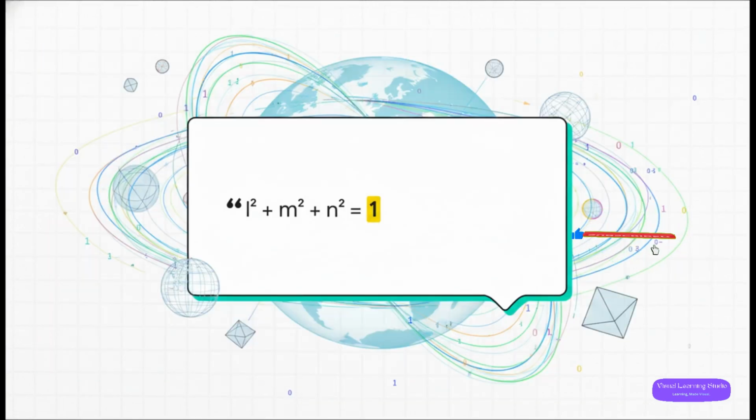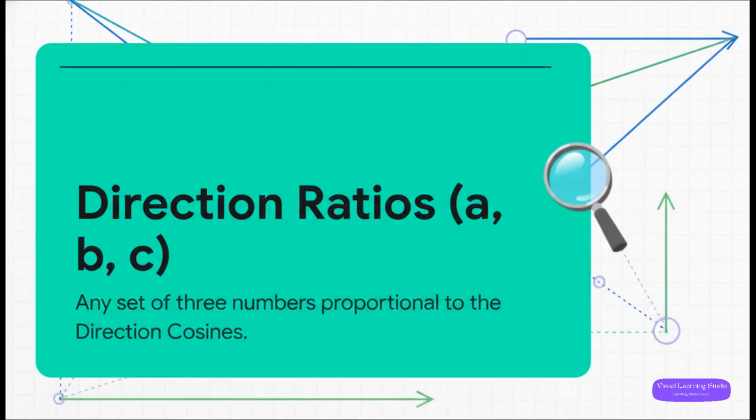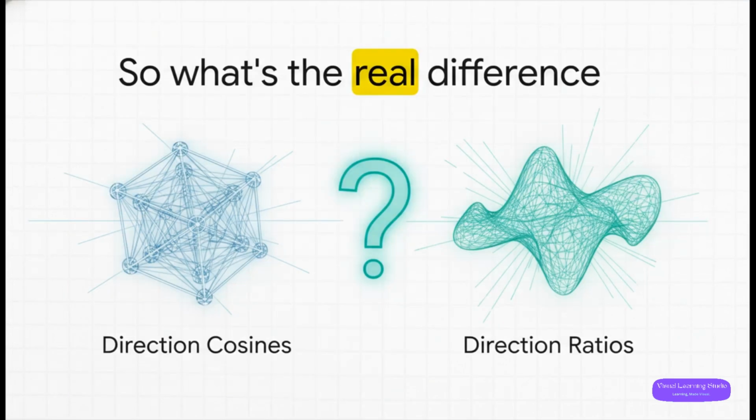And this little formula, it's your secret weapon. If they don't add up to 1, something's off. Think of these as the chill cousin of direction cosines. They're way easier to work with. So what's the real difference? This is where everyone gets tripped up. Let's clear it up right now.